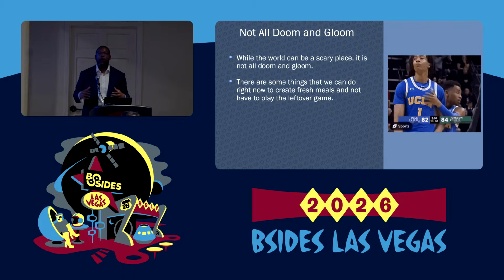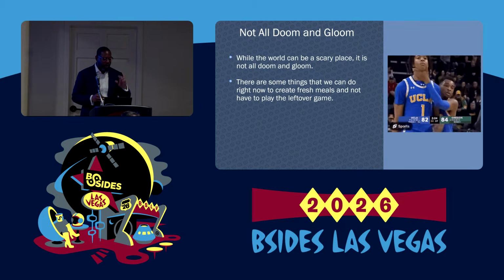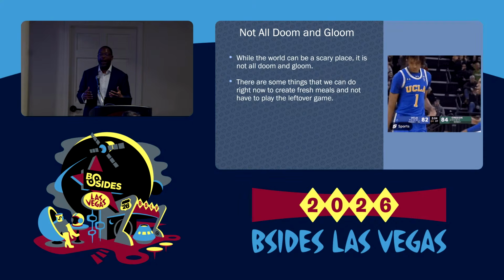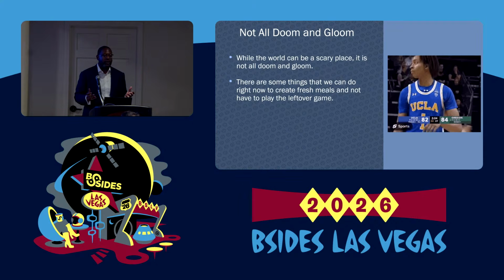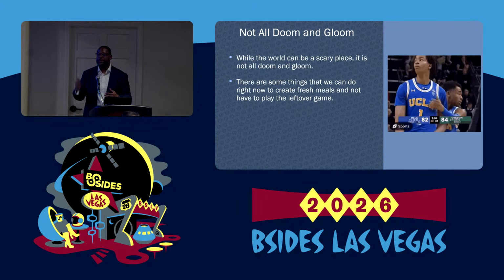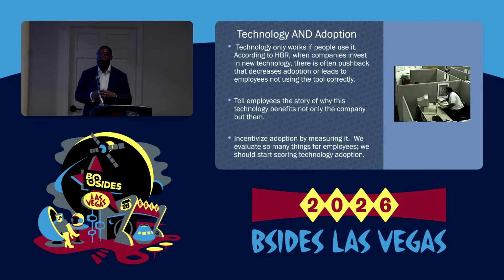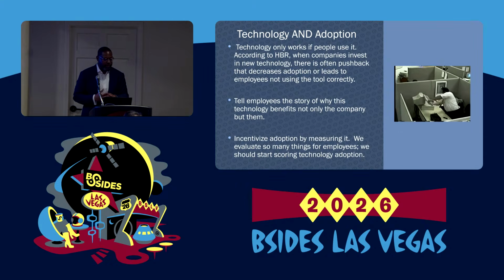So it's not all doom and gloom, right? While the world is a scary place, there are some things that we can do right now that will make us all a little bit safer. So everyone needs to just keep their head up. We should focus on not just technology, but also adoption, right? Technology only works if people use it.